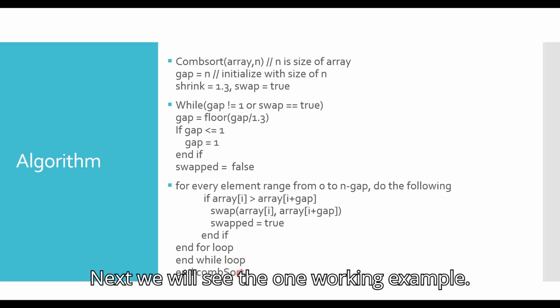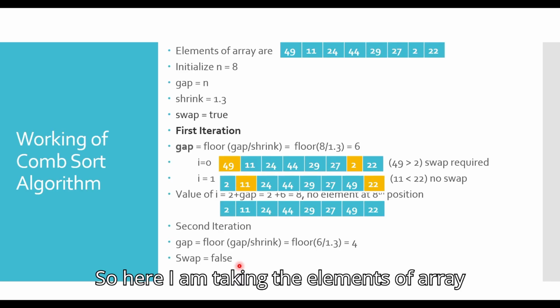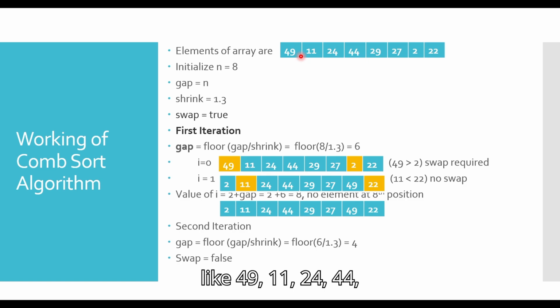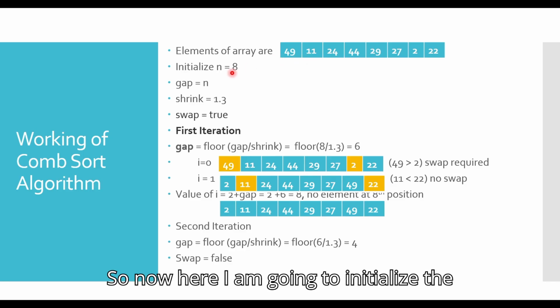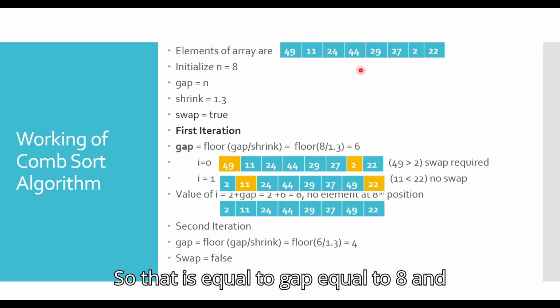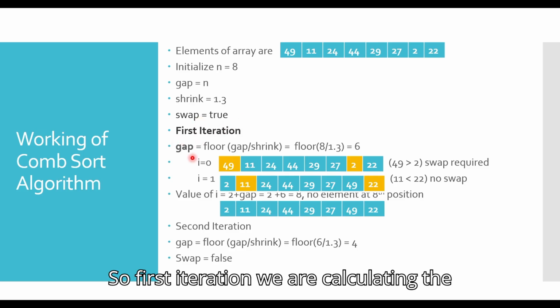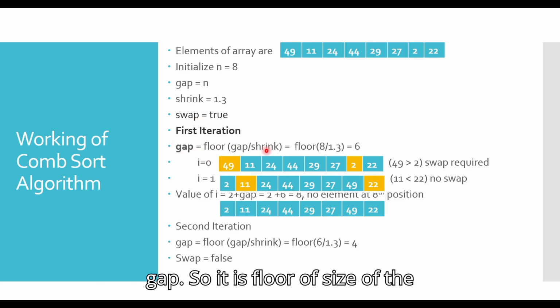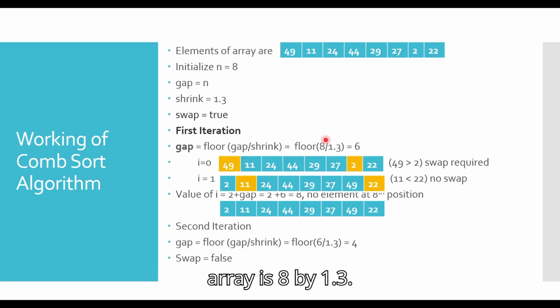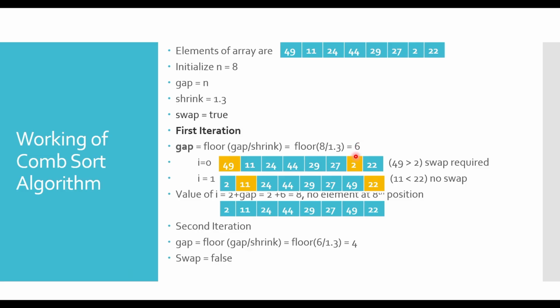Next we'll see one working example. Here I'm taking the elements of the array as 49, 11, 24, 44, 29, 27, 2 and 22. Now I'm going to initialize the gap size as the size of the array, so gap equal to 8, the shrinking factor is 1.3 and swap true. In the first iteration we calculate the gap: floor of the size of the array 8 by 1.3, so I am getting the gap size as 6.